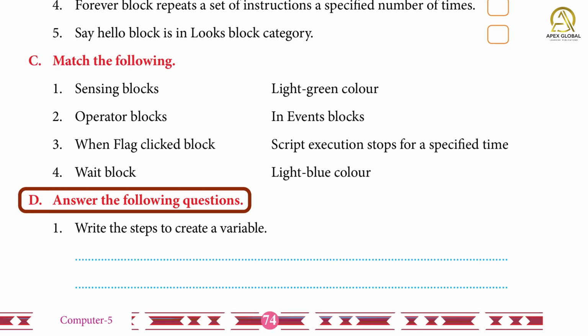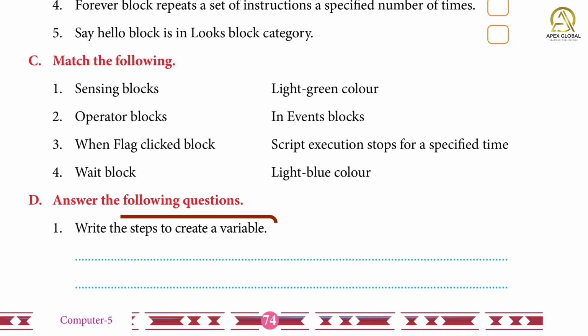D. Answer the following questions. 1. Write the steps to create a variable. Answer: user defined variable. Click the Create a Variable button in the Variable palette if the user wants to create his or her own variable with a different name. A form will be shown on the screen following the click on the Create a Variable button.